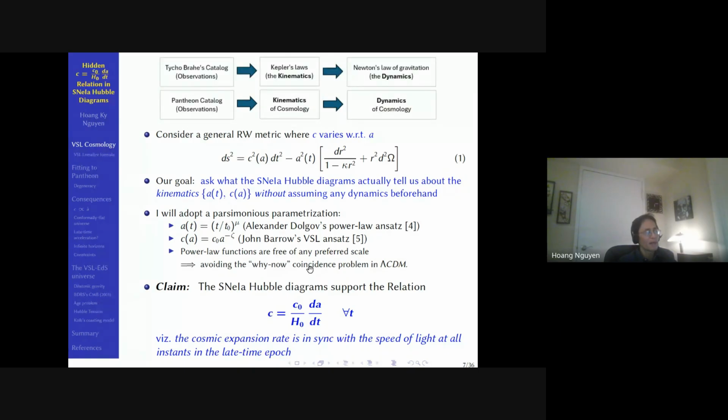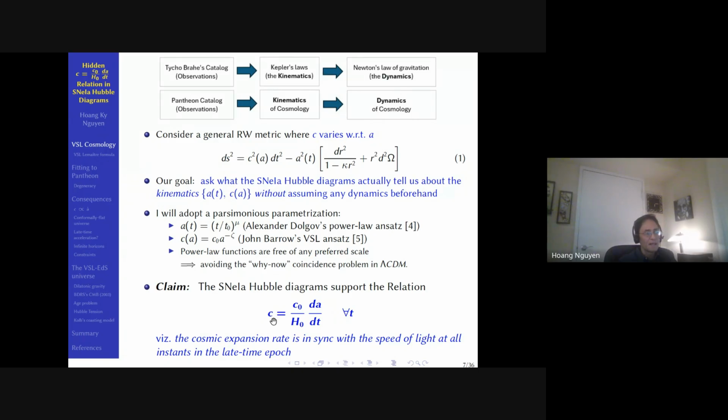Okay, I'm going to make a claim here, the bold claim. The claim is that the supernovae Hubble diagram supports this intrinsic relation between the speed of light and the expansion rate of the cosmos, proportionally in these two. So therefore the speed of light and the da/dt, the expansion rate here, are in sync at all instants in the lifetime ever. And of course, you see from here it is important because it's intrinsic.